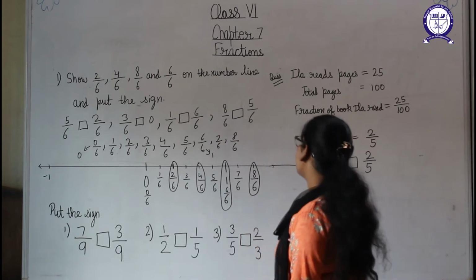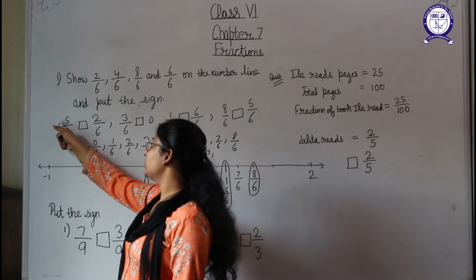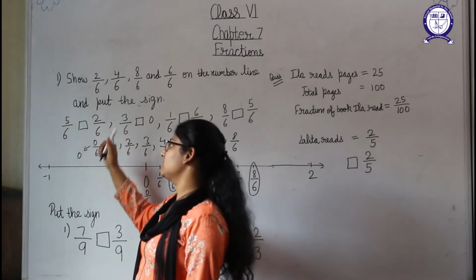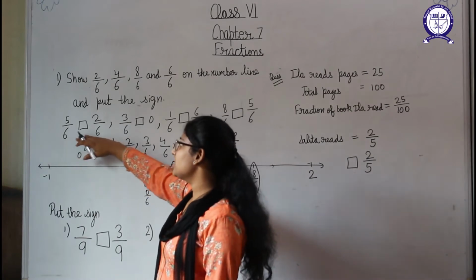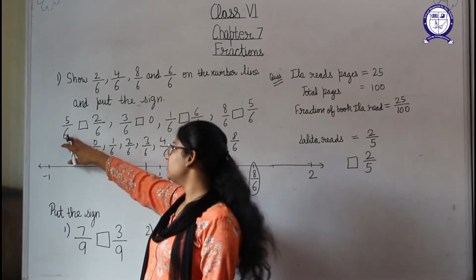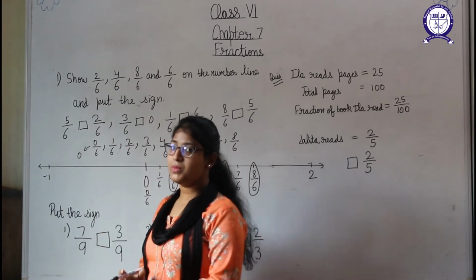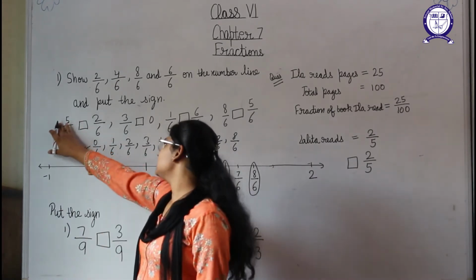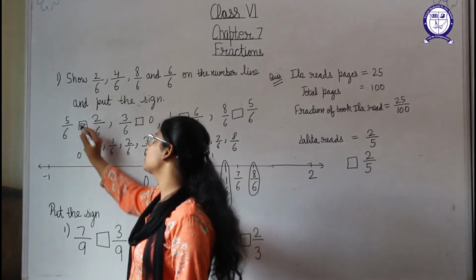Now we have to put the sign accordingly. Here we have to compare between 5 by 6 and 2 by 6. Students, as you know, when the denominators are equal, here 6 and 6 are the denominators, we can easily compare the numerators. So here 5 is greater than 2, it means 5 by 6 is the greater fraction.